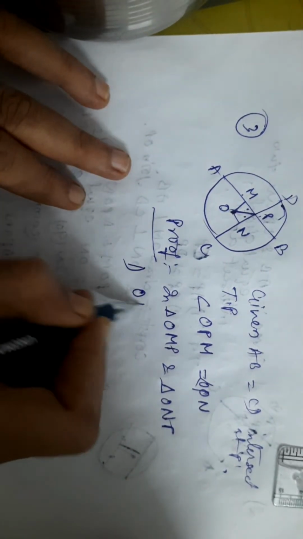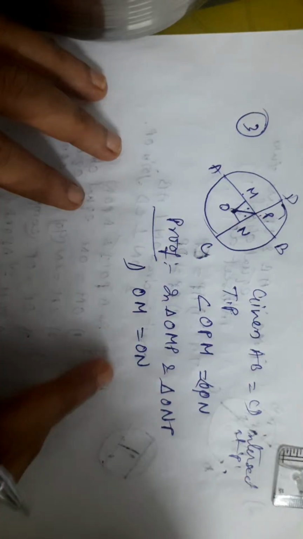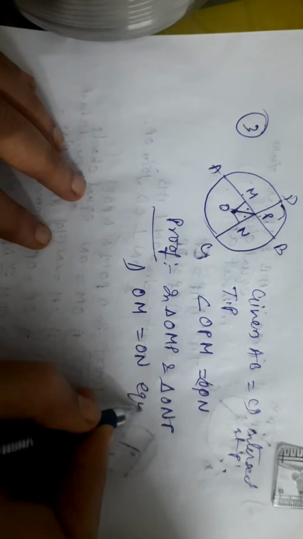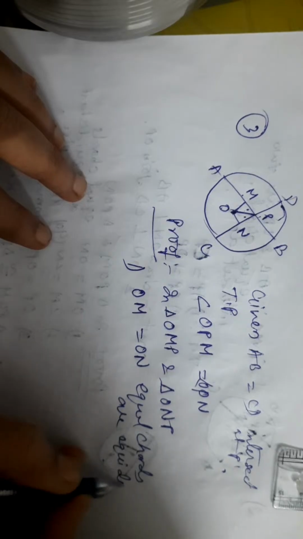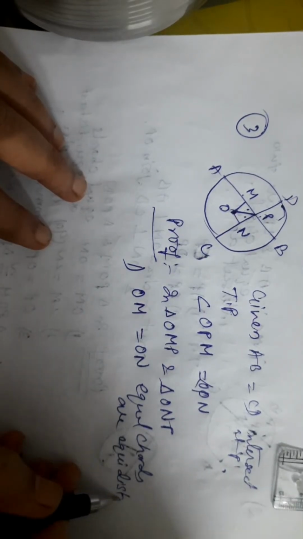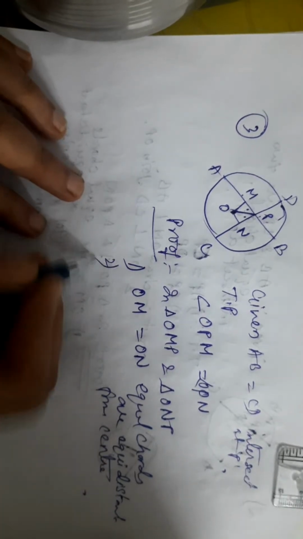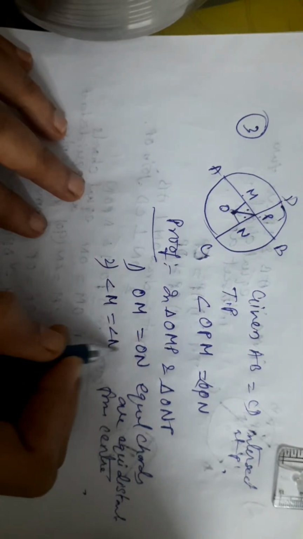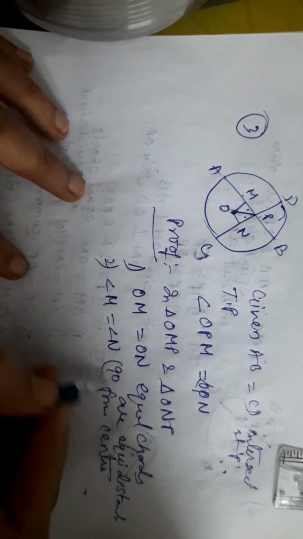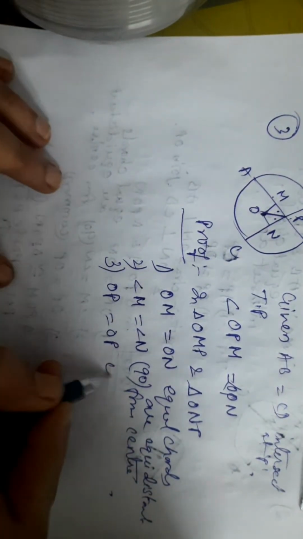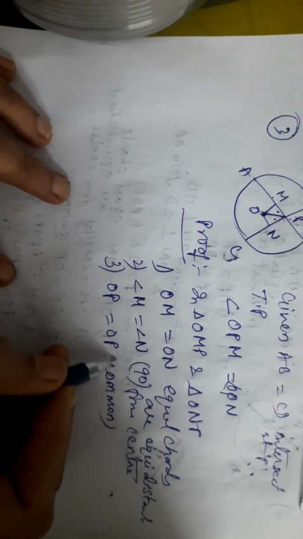First point, OM is equal to ON. If you recall the second question as I explained, OM and ON are equal. The reason is equal chords are equidistant from the center. So this is the property which we used. Now the second point, angle M is equal to angle N. So each one is 90. Third point, OP is common in both the triangles.